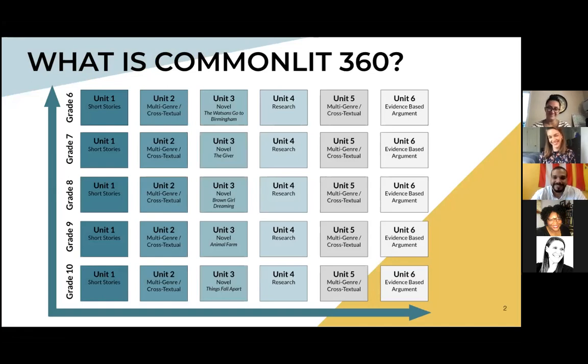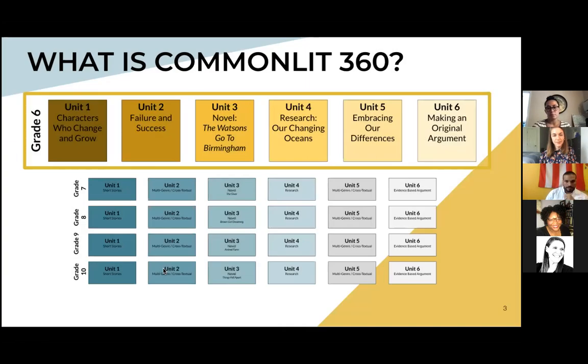Each unit includes everything you need for instruction. So the units include different genres. For example, unit 1s look at short stories. Unit 2s are multi-genre. So students are looking at poetry. They're looking at nonfiction and fiction, all the way up to a research unit, as well as an evidence-based argument unit. Let's take a closer look at the progression across a unit of units across a particular grade.